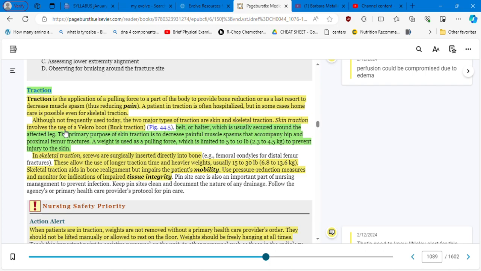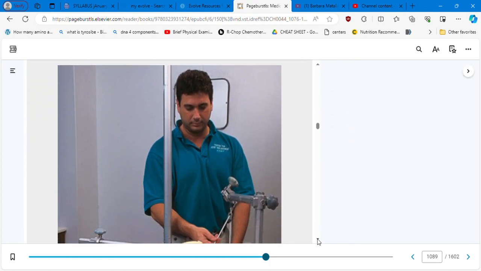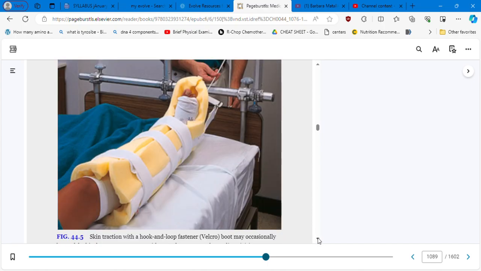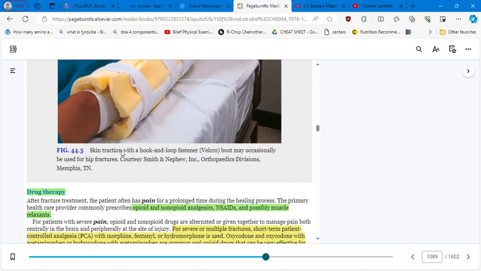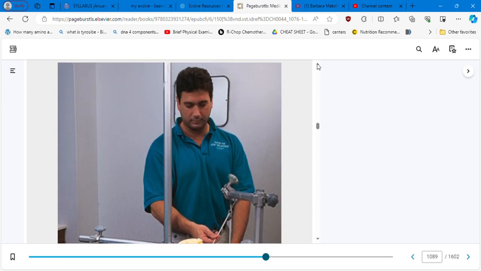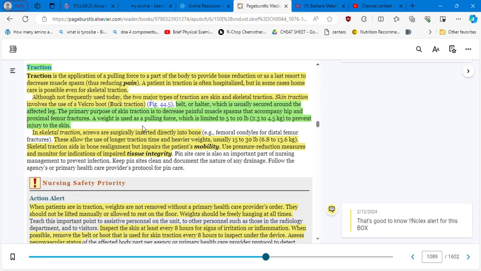Skin traction involves the use of a Velcro boot traction, and I think we can take a look at Figure 44.5 here. Let me see. Okay, skin traction with a hook and loop fastener is here, right? And then the other one is skeletal traction, right?